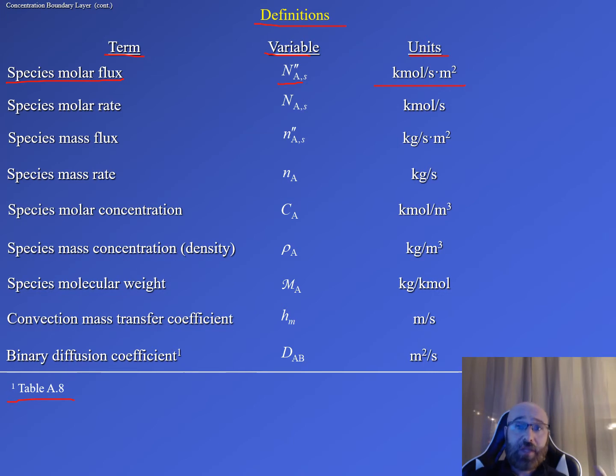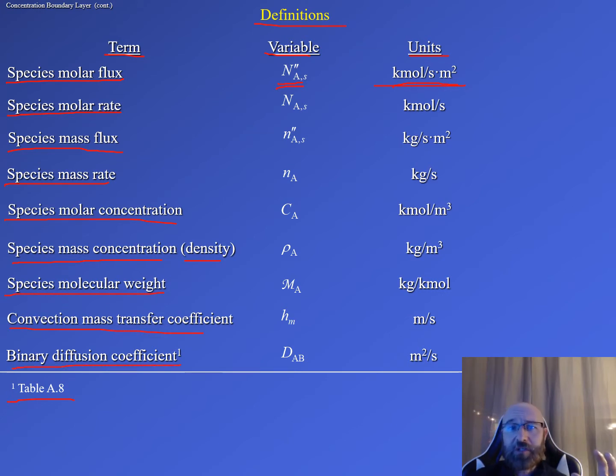So if we're looking at this table here, we have our species molar flux. The variable is our n double prime A comma s. Units are kilomoles per second times meters squared. Similarly, we can go down through for our species molar rate, our species mass flux, our species mass rate, our species molar concentration, species mass concentration density, our species molecular weight, convection mass transfer coefficient, and our binary diffusion coefficient.